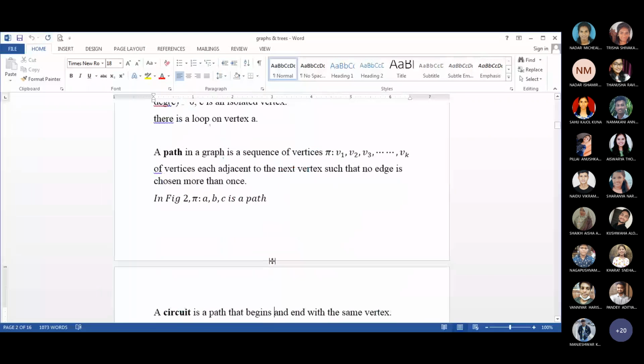Then we discussed path. A path in a graph is nothing but a sequence of vertices such that each vertex is adjacent to the next vertex. The most important condition here is no edge is selected more than once. ठीक है, no edge is selected more than once for a path. तुम्हारा vertex repeat हो सकता है लेकिन edge repeat नहीं हो सकता.